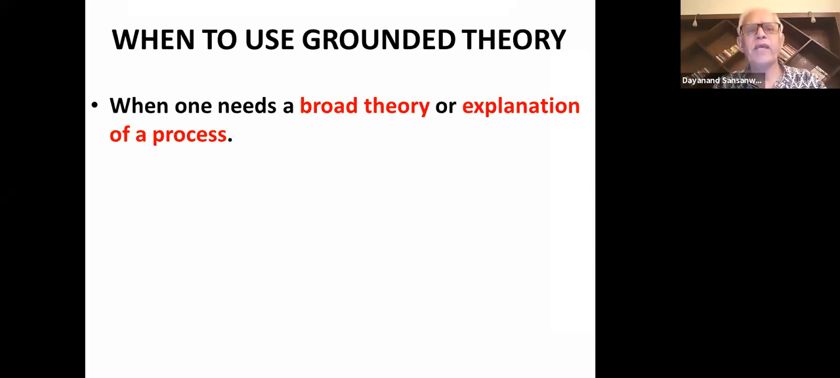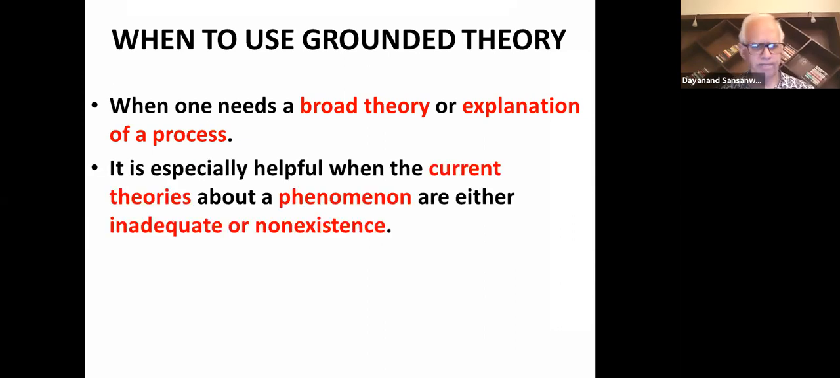So whenever you want a broader theory or an explanation of a process, you can use the grounded theory. It is especially useful when the current theories or the phenomena are either inadequate or non-existent. There might be the phenomena, but do you really have a theory that explains the phenomena? If you have the theory, then I don't think you will like to find out a theory. But if you feel this theory is unable to explain the phenomena in total.